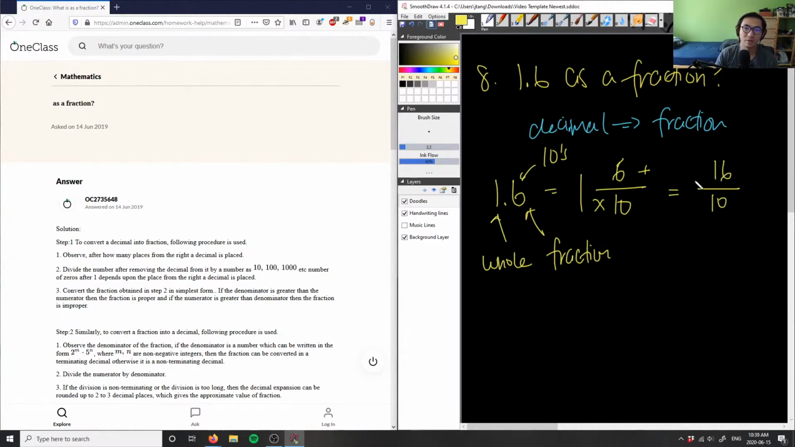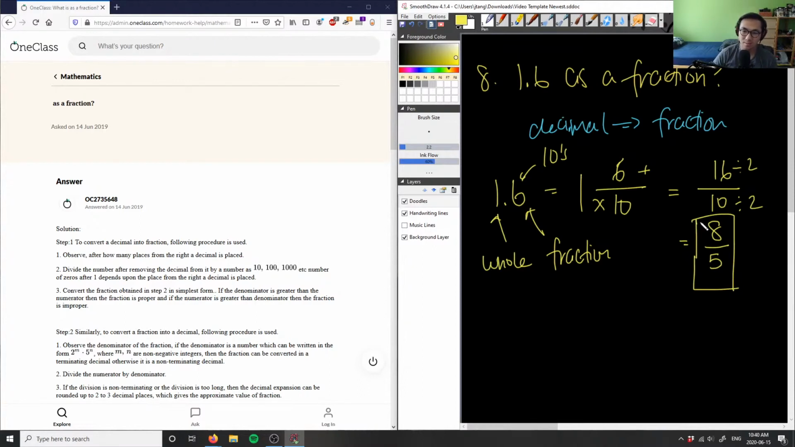And again, now I can reduce, right? 16 and 10 here. I know that 2 is a factor of these two guys here. So I can divide this by 2 and divide this by 2. I'm going to get 8 over 5. 16 divided by 2 is 8. 10 divided by 2 here is going to equal 5, which means this here is our solution. 8 over 5 is our solution.